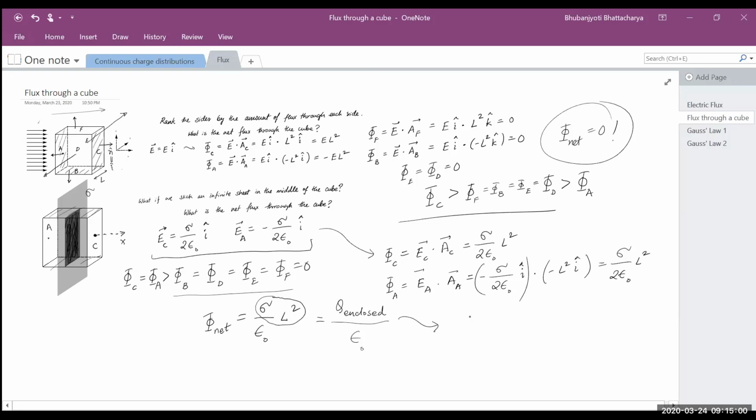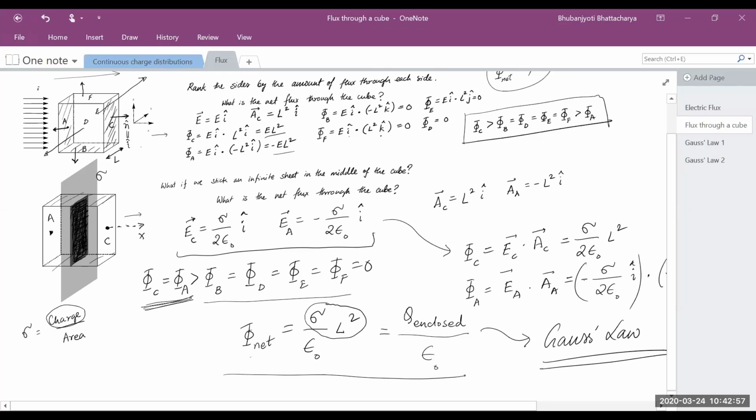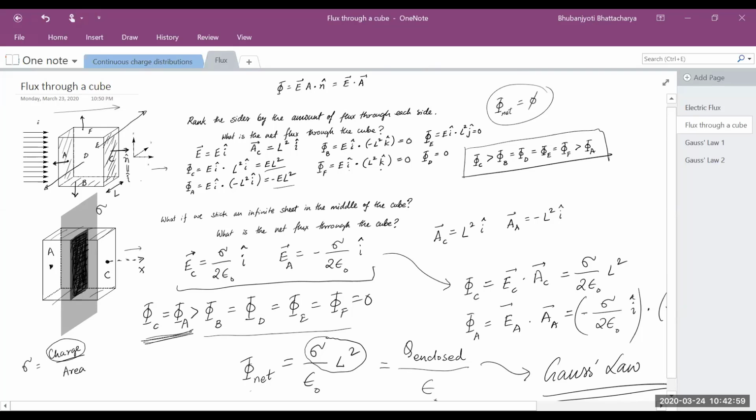And this formula is referred to as Gauss's law. We did it for an infinite plate, but it turns out to be true for any sort of charge distribution. In fact, it's true in the first situation as well, because in the first situation, the cube did not have any enclosed charge. So Q enclosed is equal to 0. If I plug that into my Gauss's law formula, then I still get phi net is equal to 0, like we found, right?